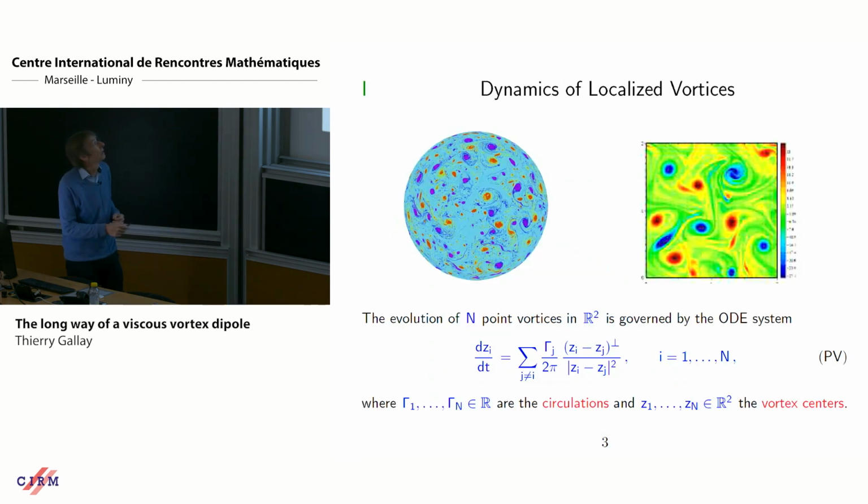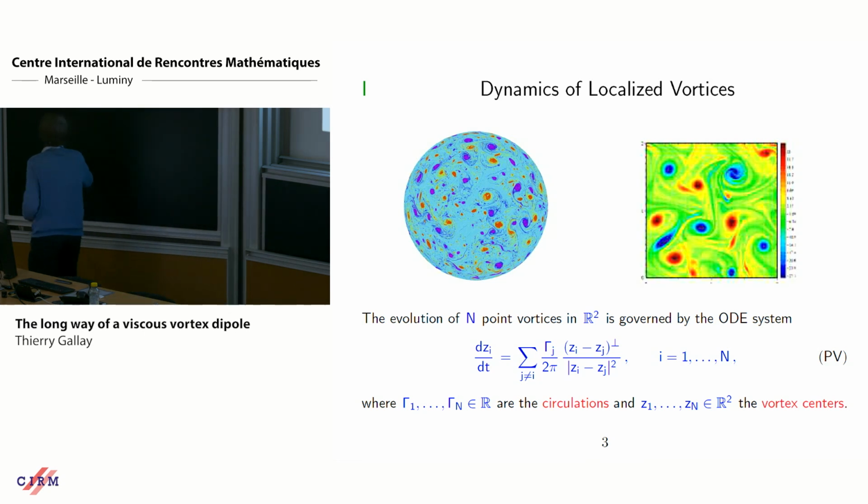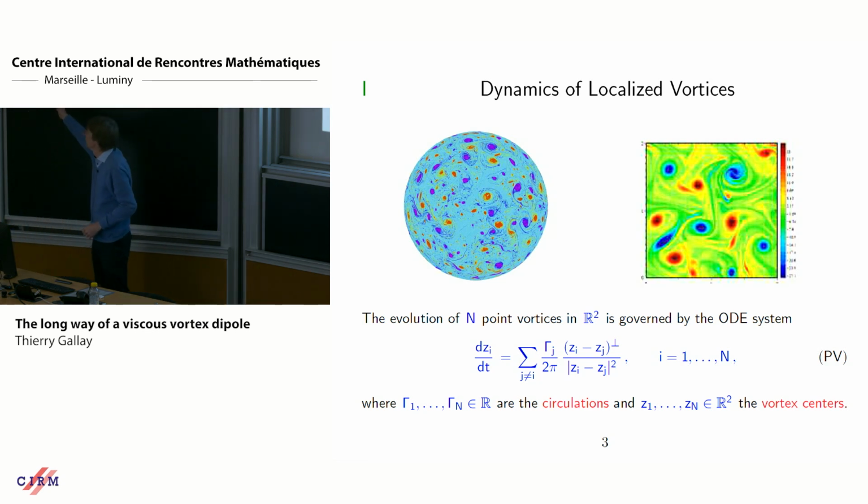Okay, good. So let me recall what the point vortex system is, and let me just recall what a point vortex is. A point vortex is a vorticity distribution which is just a Dirac mass located somewhere. I put some coefficient to have something which is dimensionally consistent, because the coefficient gamma here has units of length squared divided by time, so that this is really 1/time. This is a vorticity distribution.